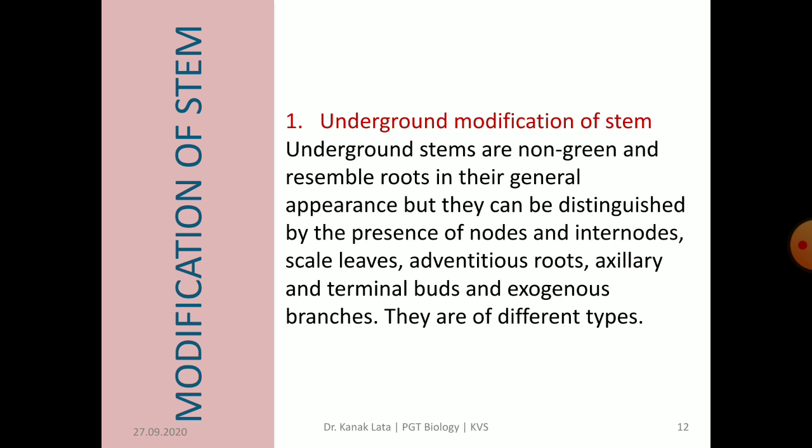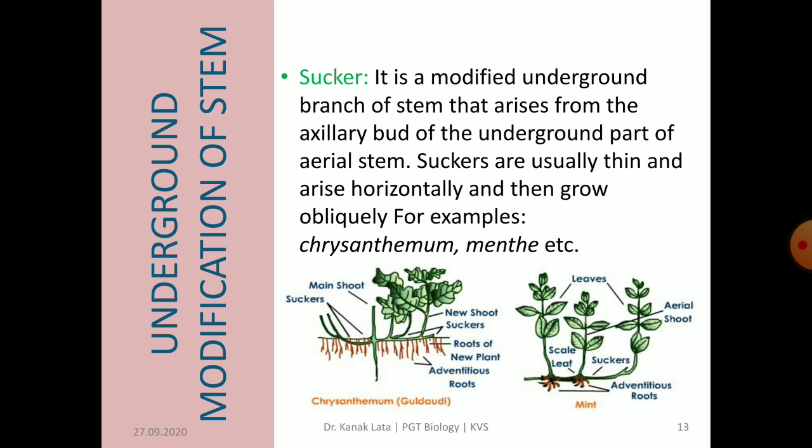non-green and resemble roots in their general appearance, but they differentiate from the roots by presence of nodes and internodes, scale leaves, adventitious root, axillary and terminal buds, and exogenous branches, and all these structures are absent in root. Underground modification of stems are of different type. So let us see what are the different types.